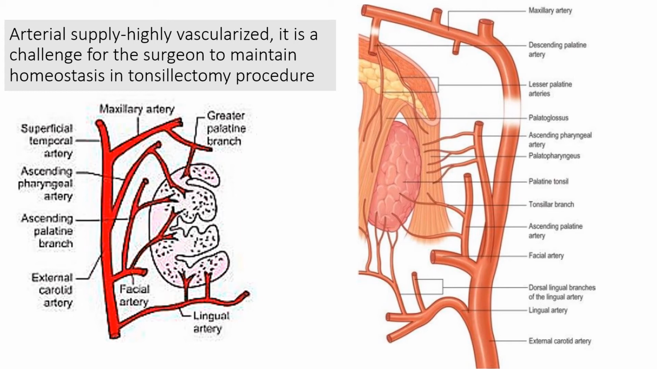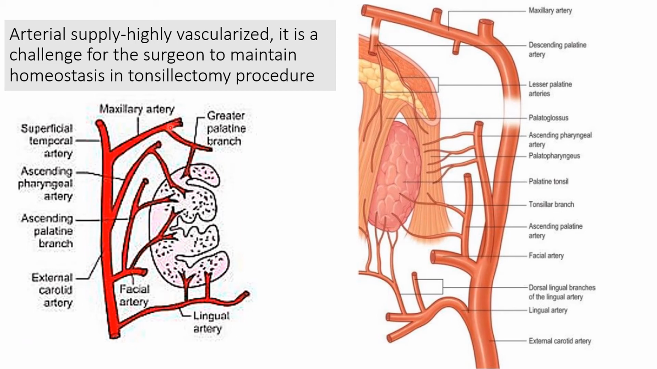So the palatine tonsil is supplied by the branches of the external carotid artery, and the principal artery supplying the tonsil is the facial artery. This facial artery is the major artery supplying the tonsil. Apart from that, there are branches from the ascending pharyngeal artery. This is the tonsillar branch of the ascending pharyngeal artery.